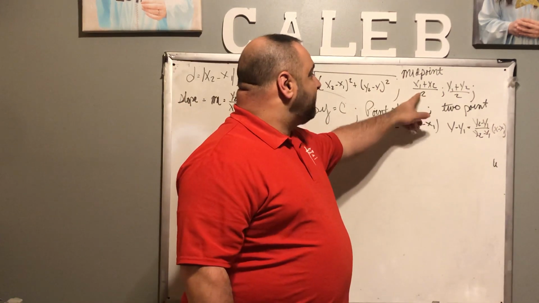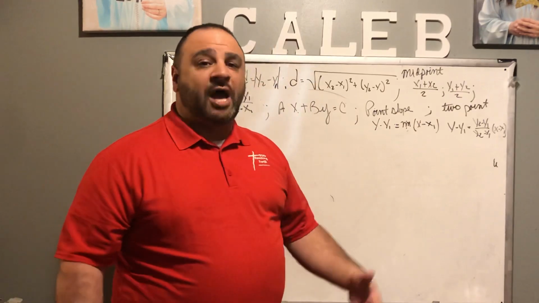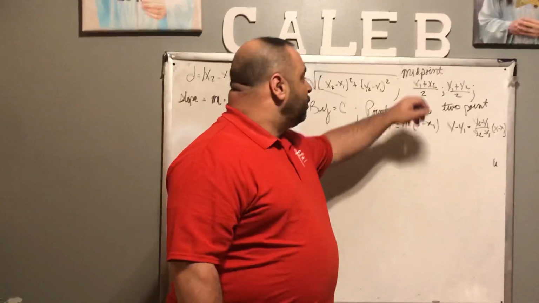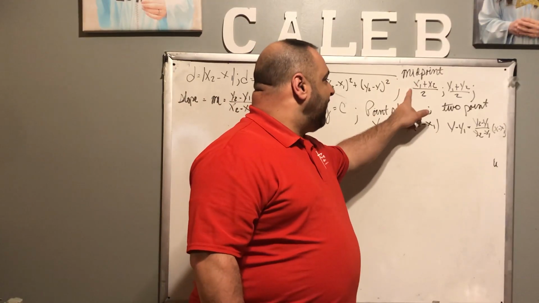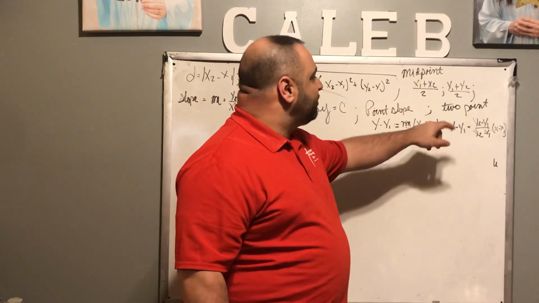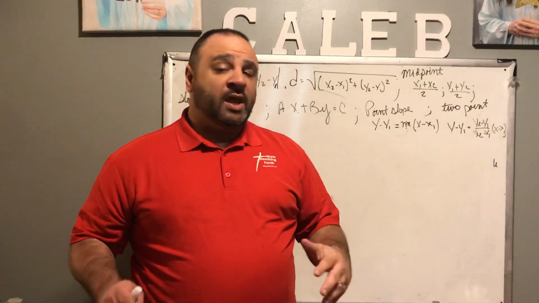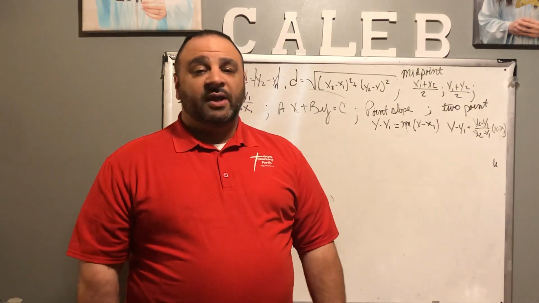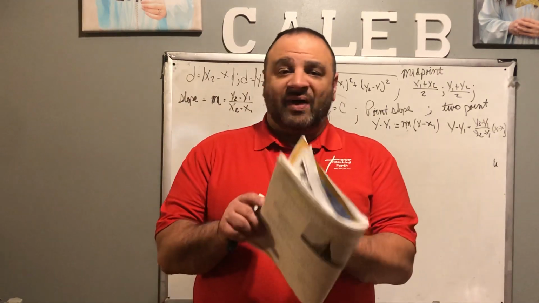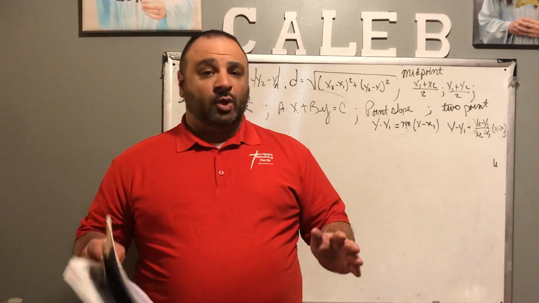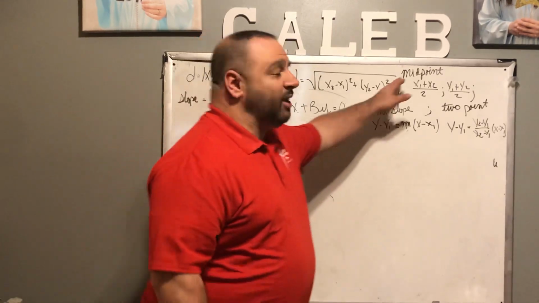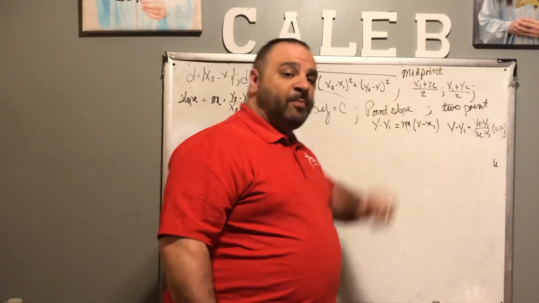Then we have the midpoint, the sum of the two coordinates divided by 2. You'll see x1 plus x2 divided by 2, y1 plus y2 divided by 2. That gives us the midpoint. Remember, the midpoint divides a line segment into two equal parts. So we can find the midpoint of a line on our graph using the midpoint formulas.